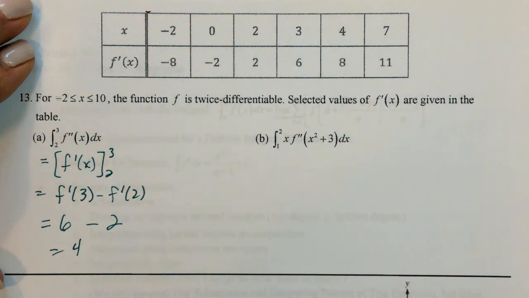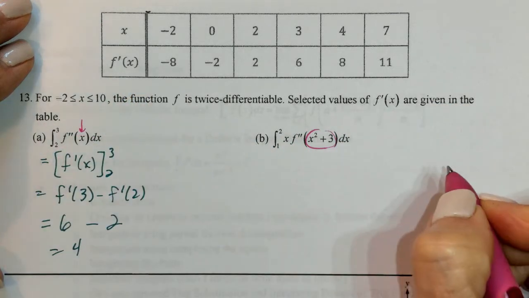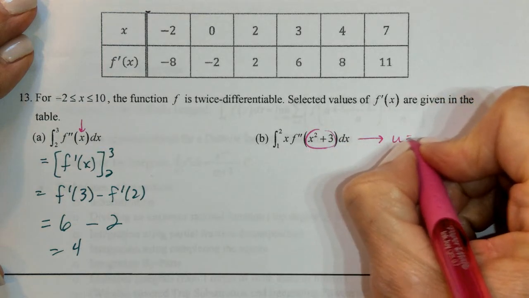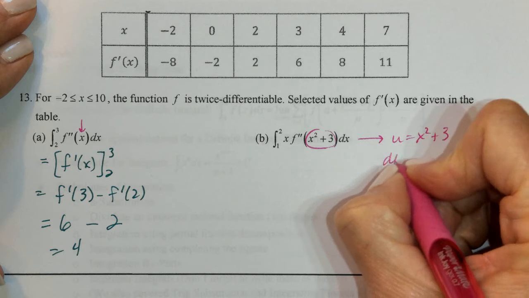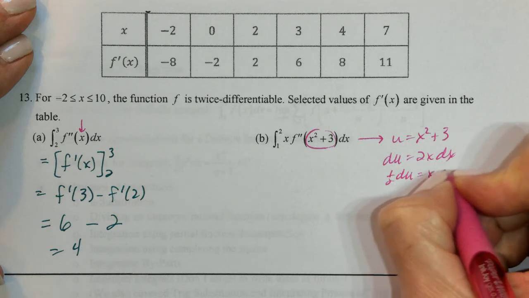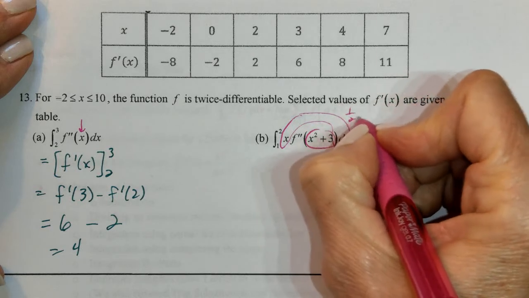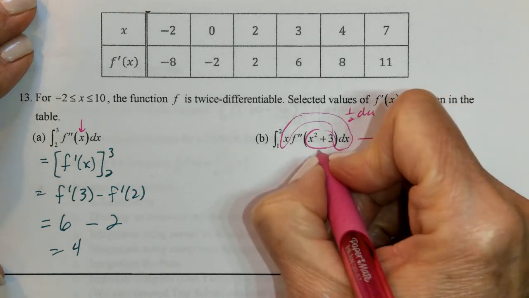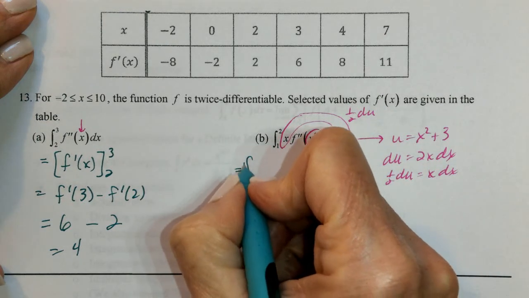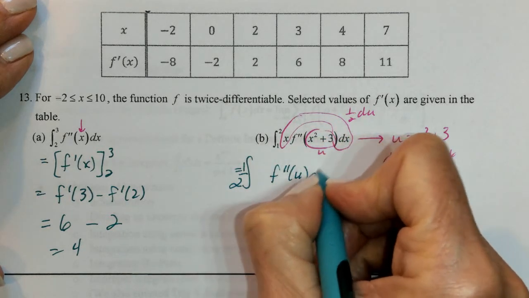Over here, well, first thing I notice is that we don't just have an x here. This one we just had an x, so we didn't have to do anything to it. But here I don't just have an x, so I need to come off to the side and do a u sub. Du will be 2x dx, so 1/2 du is x dx. I have the x dx out here, so I'm substituting in place of that 1/2 du. Here's my u, so this becomes 1/2 the integral of f double prime of u du.